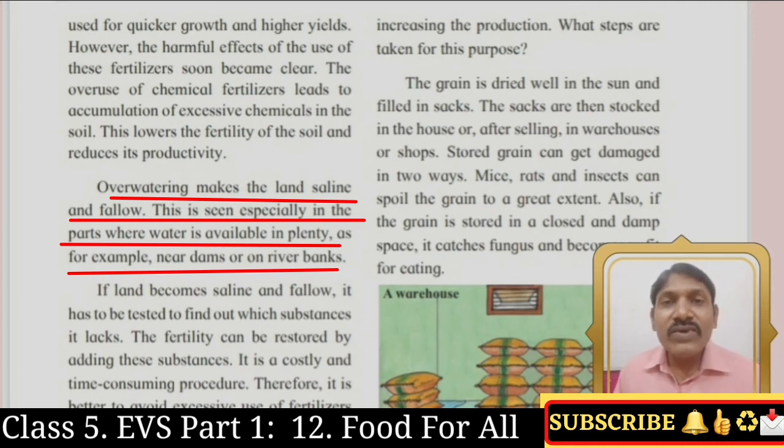Fallow means what, students? If we keep the land uncultivated for a long time because of saline water, then it is called fallow. Okay students, this is seen especially in the parts where water is available in plenty, for example near dams or on river banks. Just now I have told you, because of excessive water the land becomes saline. In such cases, if we want to make the lands fertile or productive, we need to check the soil, and then we need to add the fertilizers which that land is lacking.